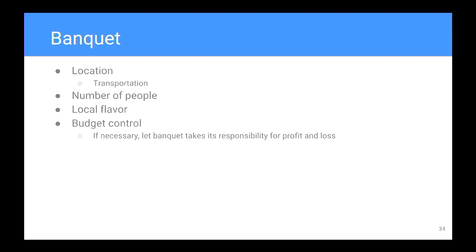Right, so the banquet, everybody knows. You also need to control the budget of the banquet. If it is necessary, you can have the banquet take responsibility for its own profit or loss, which means you can treat the banquet as another separate event and sell tickets separately, so if the banquet is not going to happen, it won't affect your main conference.